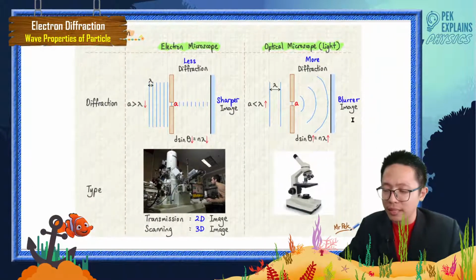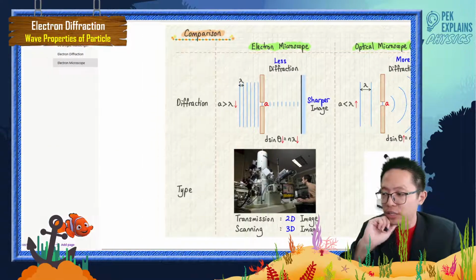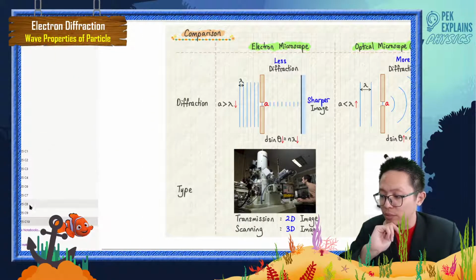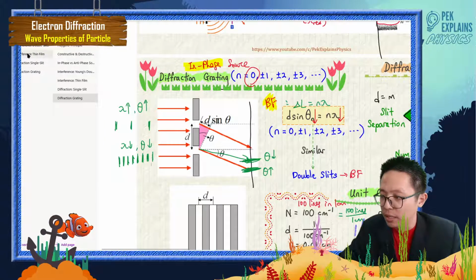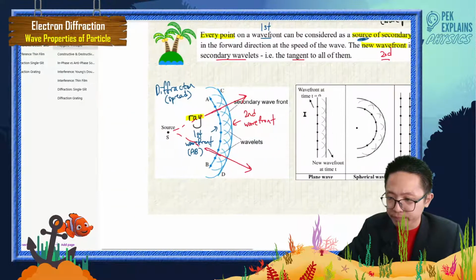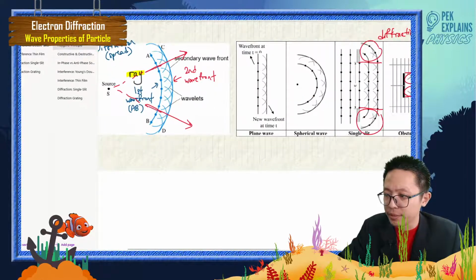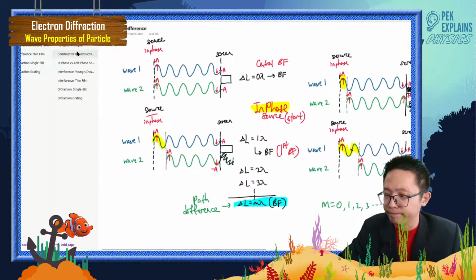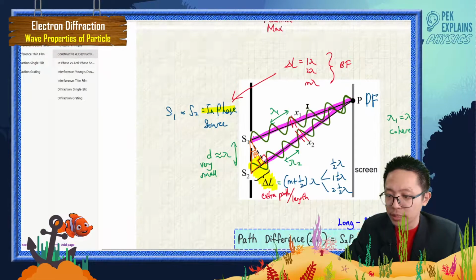Still remember last time I told you about this diffraction? Maybe you can go back to chapter 8. In chapter 8, I did talk about this Huygens principle to you. Okay, Huygens principle, path difference. Where is it? Let me see.